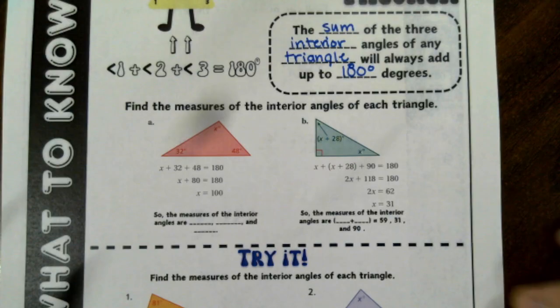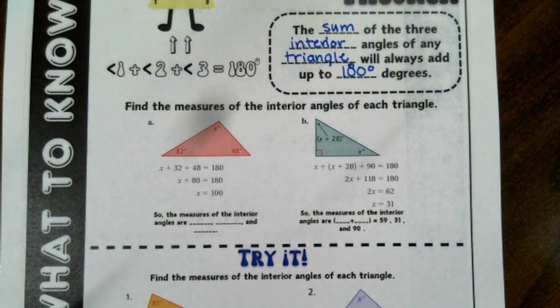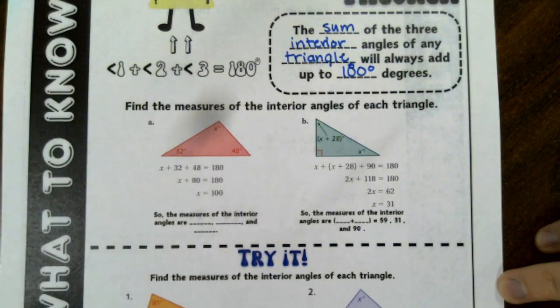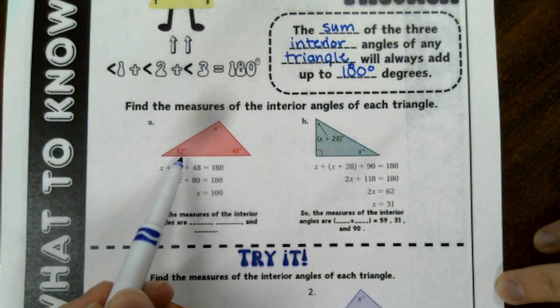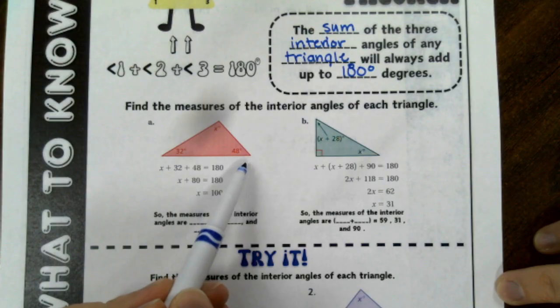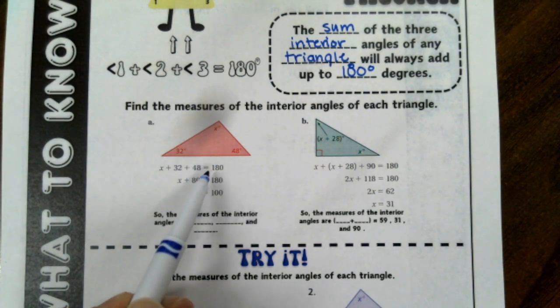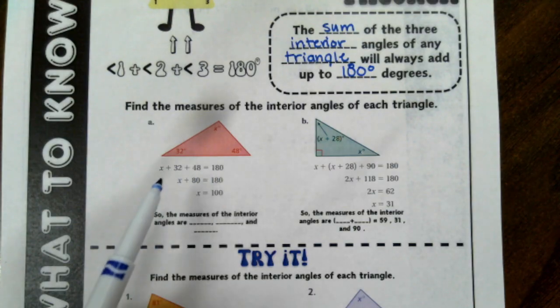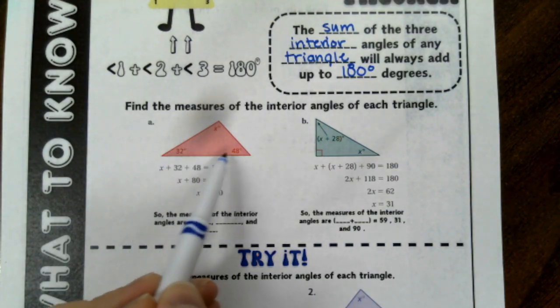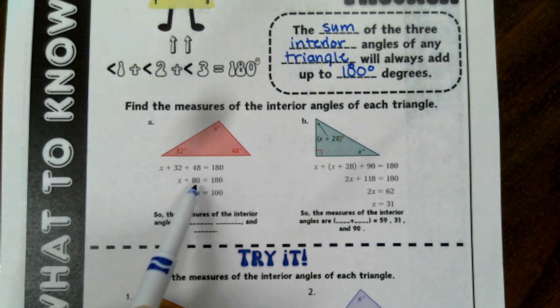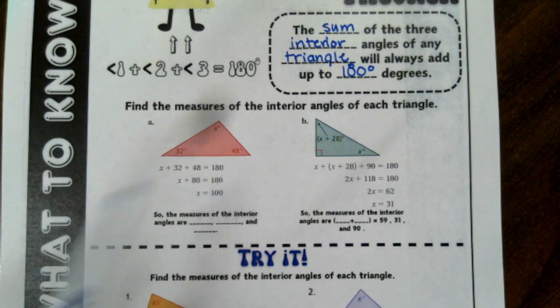So if I look at this triangle, I know according to the triangle sum theorem that all of the interior angles of this triangle will equal 180 degrees. So I know that I have an x. So that's my variable. I have no idea what that angle measure is. But I have 32 degrees and I have 48 degrees. So I'm going to put x plus 32 plus 48 equal to 180 degrees. And then I'll just add up 32 degrees and 48 degrees together and make that 80 degrees. So now I have x plus 80 degrees equal to 180 degrees.